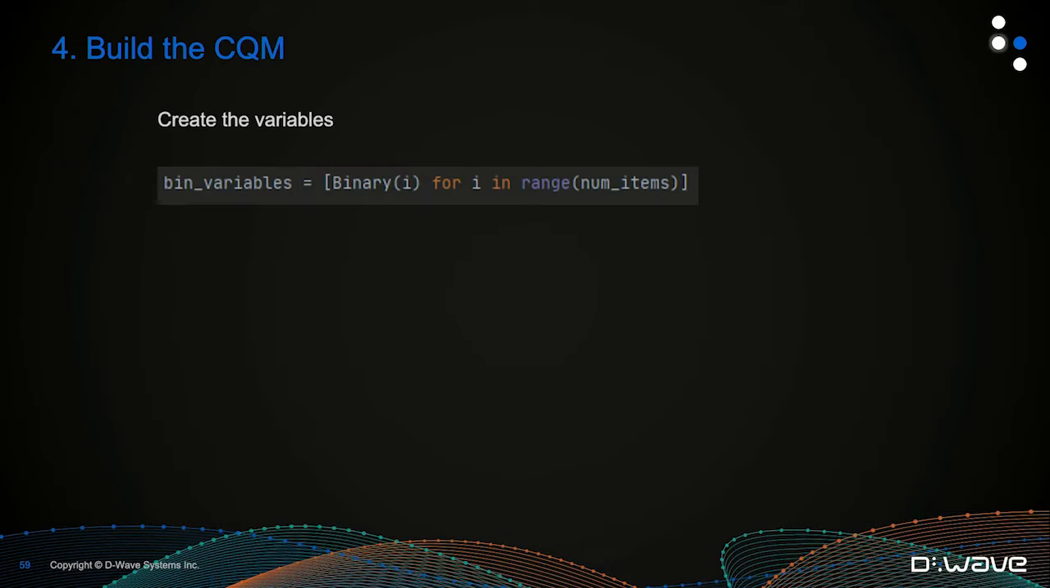Next, we need to create our variables. So we've already seen that we can use this function called binary. What I'm showing here is that we can create a list of binary variables. So what I'm going to do is create a list that has one binary variable for every item or every package that we're considering in the model.